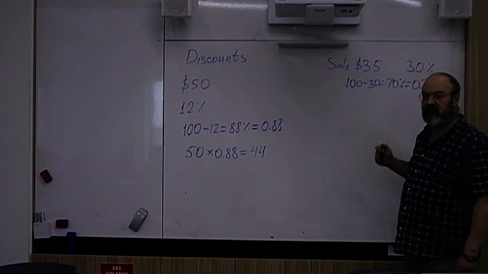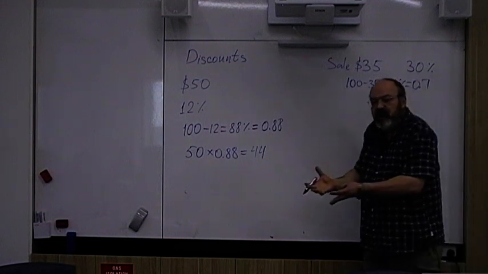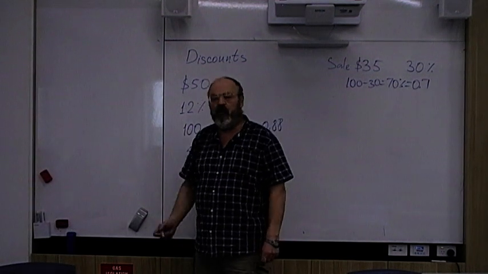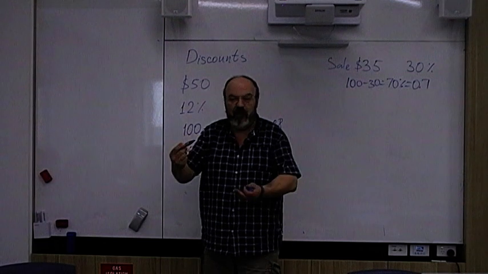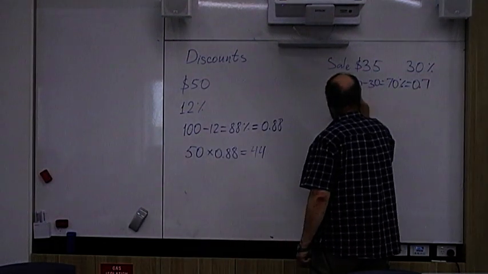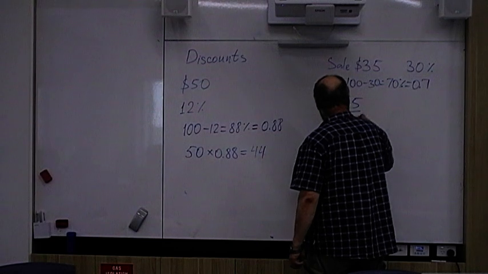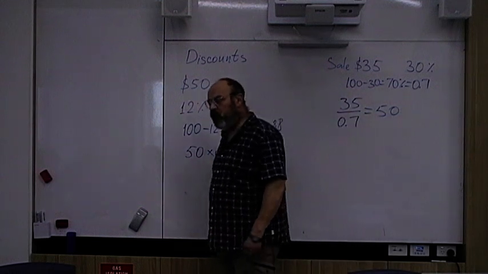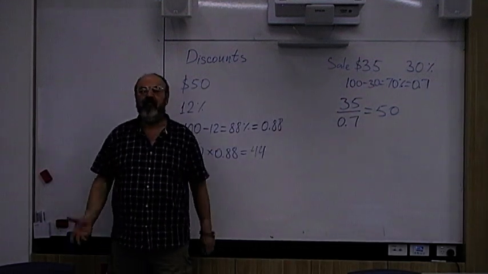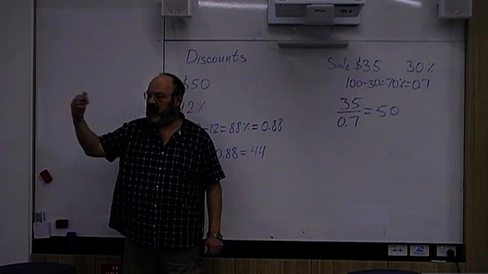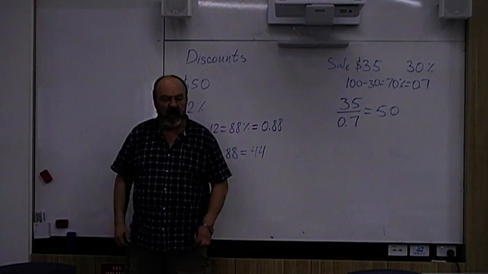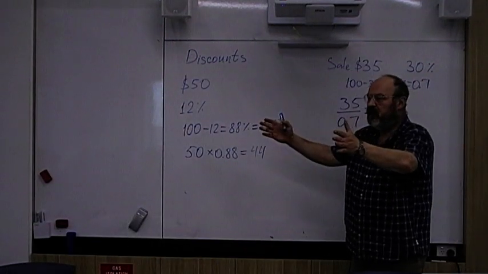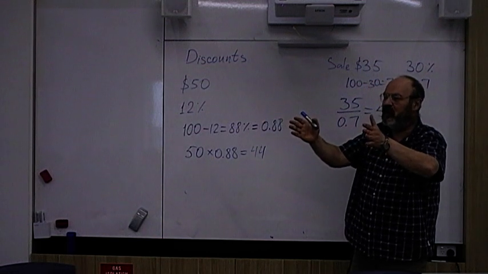As 35 is 70%, how was it obtained from the original price? The original price was multiplied by 0.7. How do we walk backwards? Divide. So we need to divide 35 by 0.7, and that will be equal to $50. That's how we calculate backwards from the discounted price. Because after a discount of 30%, how many percent is left? 70.